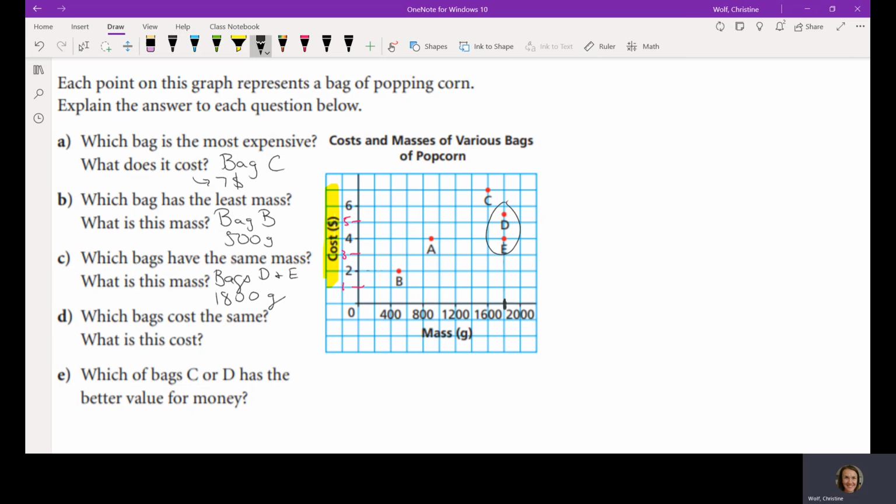Okay, which bags cost the same? So now we're back into cost. If we want two bags to cost the same, and cost is the vertical axis, we're going to find two bags that line up on the same tick over here. And those would be those two. A and E both line up with 4. So bags A and E are both $4.